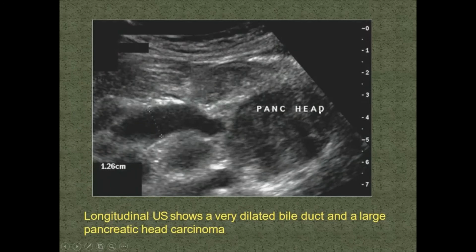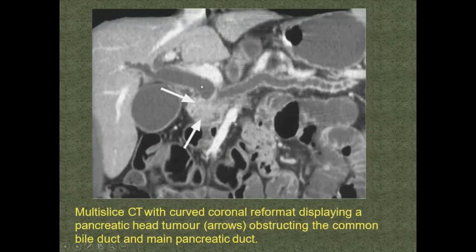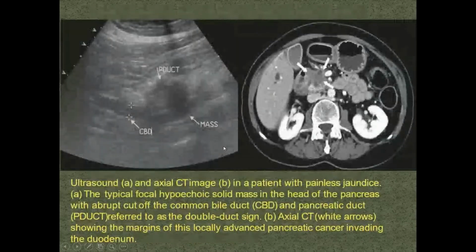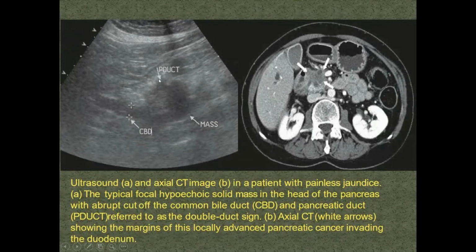So this is a carcinoma of the head of pancreas appearing hypoechoic with dilatation of the CBD. Another case where we can nicely see the double duct sign, dilated CBD as well as MPD, and an enhancing mass in the head of pancreas. This is another case, ultrasound showing a hypoechoic mass with dilated CBD. The same is confirmed on CT, and here there is local invasion of the second part of the duodenum.